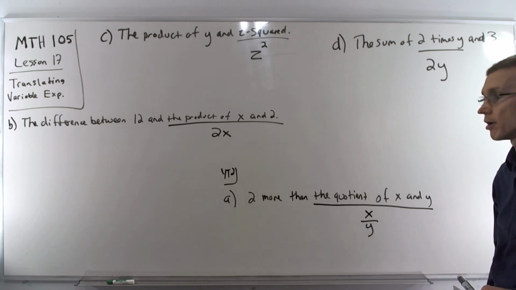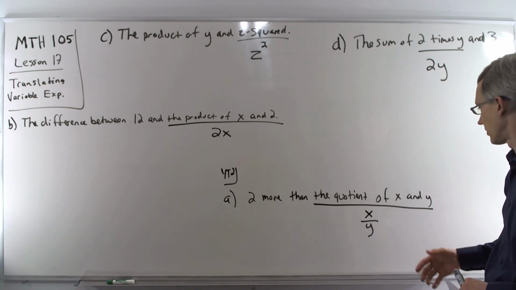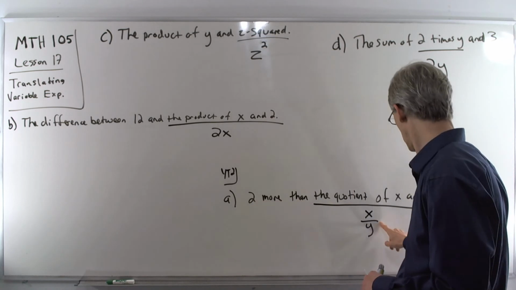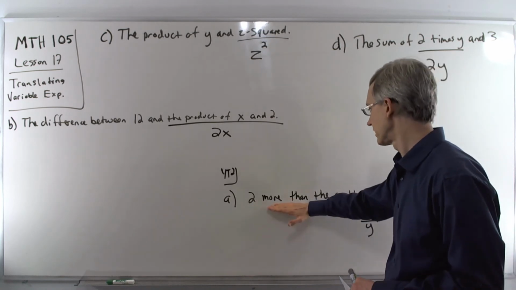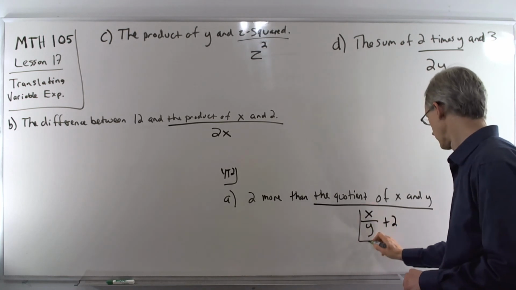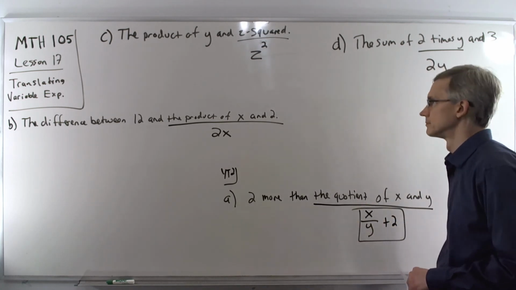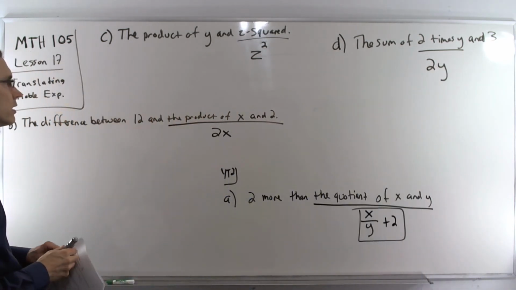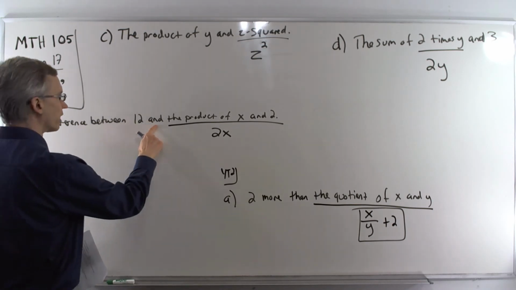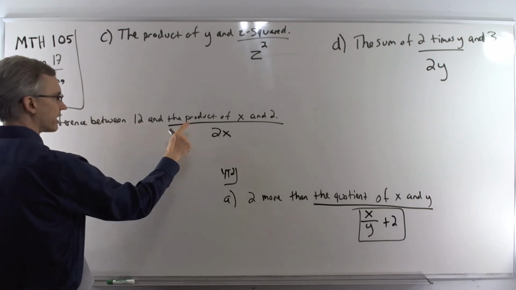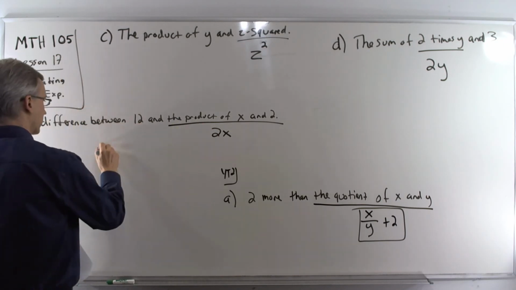Right, now the last step in all these is to translate the remainder of the phrase. So we're going to do 2 more than x over y. More than is addition, so that means we're adding 2 to this thing, so plus 2. X over y plus 2. Now for B, we want the difference between 12 and this thing. The difference is subtraction, so we do 12 minus 2x.